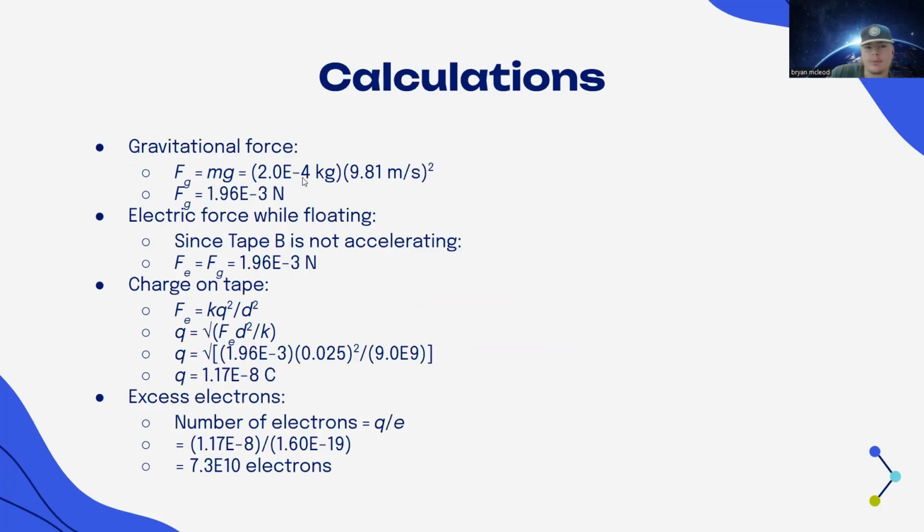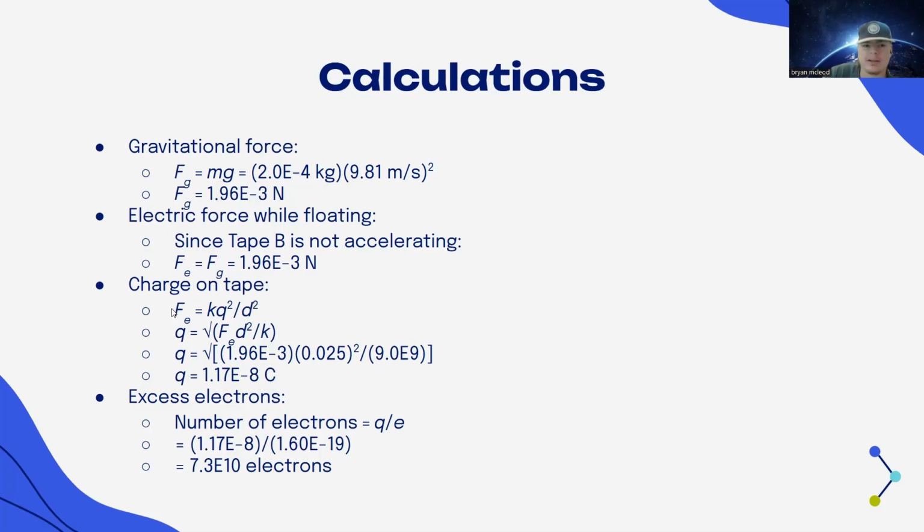Gravitational force: we can calculate it by multiplying our estimated mass by the acceleration due to gravity, which is 9.8 meters per second squared, and we get approximately 1.96 e to the negative 3 newtons. The electrical force while floating: since tape B is not accelerating, they must be equal. Since it's in a constant hovering state, it must be equal to our estimated force of gravity.